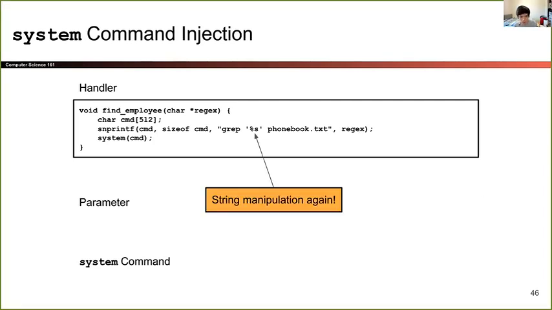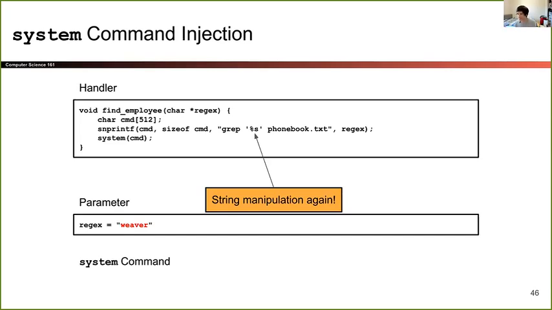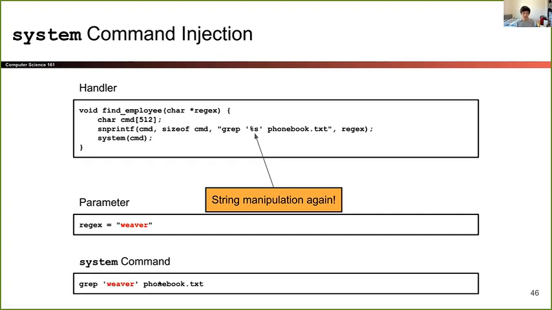So for example, and yes, again, here is string manipulation. If the regex value is Weaver, who is one of the instructors of this course, we'll get grep Weaver from phonebook.txt. This will go through phonebook.txt, execute the regex, which in this case is just the string Weaver, and return all of the results.